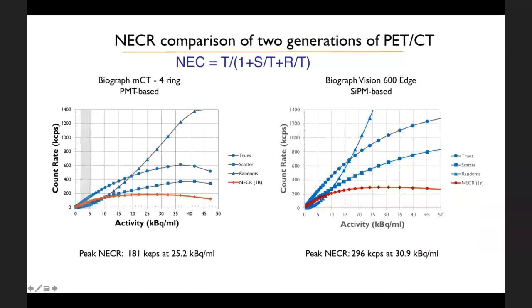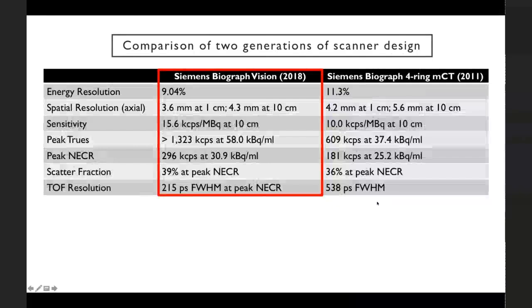So, and it's much higher. So it's 181 kilocounts per second, which happens at this particular concentration. And in the new one, it's almost 300 kcps and at a higher activity level. So this is a side-by-side comparison of some of the metrics for those two systems. In the red border now, I've put the new machine for comparison with the older machine.